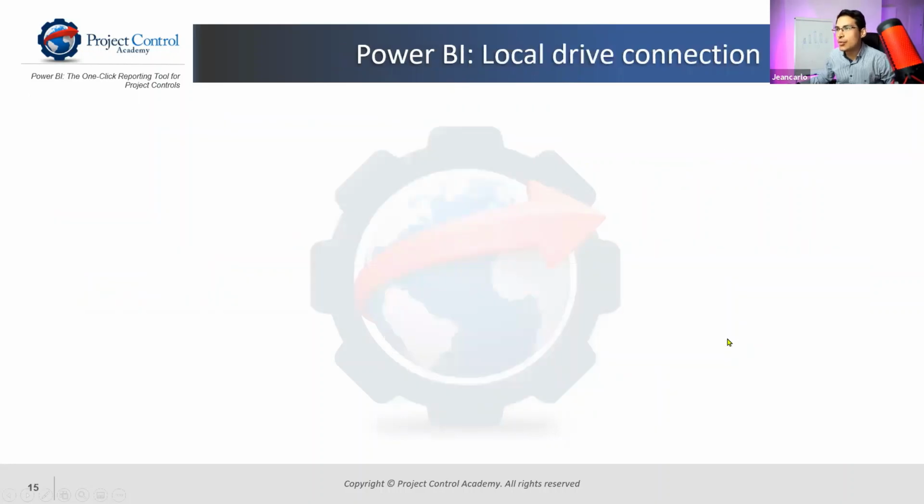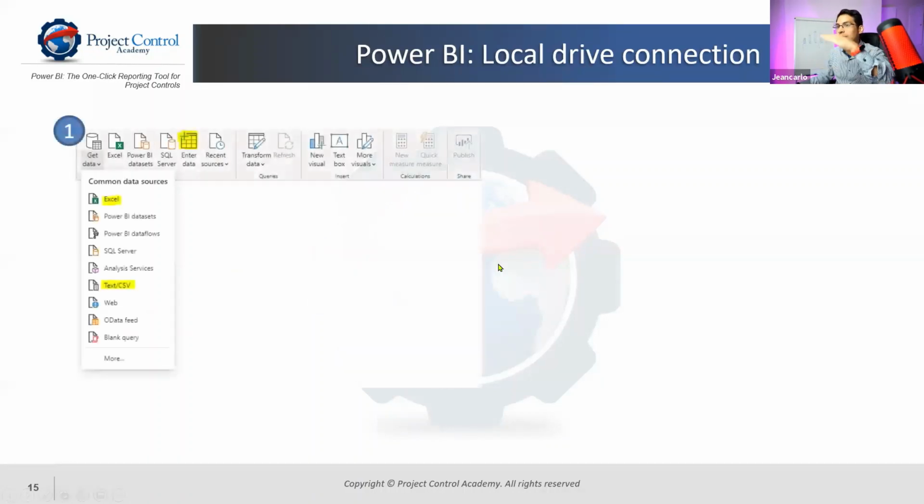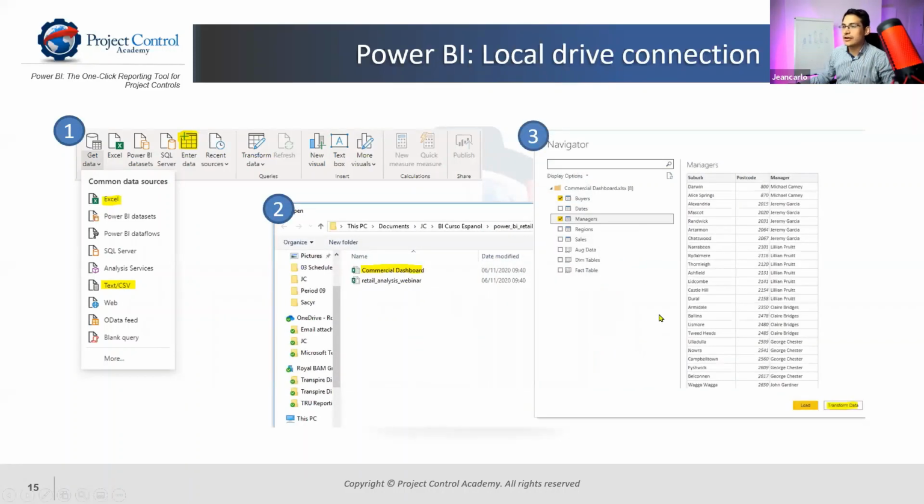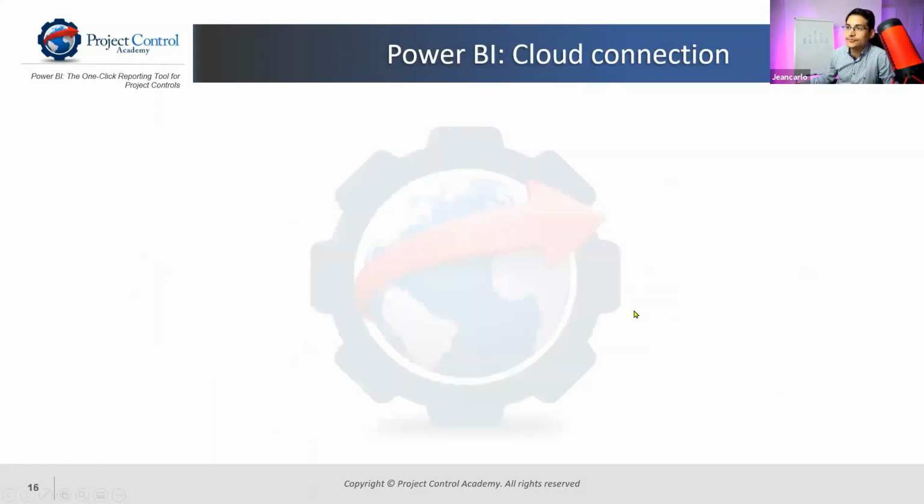So there are so many ways to connect Power BI to different data sources. One would be level 5. You remember level 5? Level 5, local drive connection. You will open Power BI, say get data, and connect to an Excel or CSV file, whatever it is. It's just a matter of locating that file in your local drive, and then you can start pulling those data sets into Power BI and creating visuals.